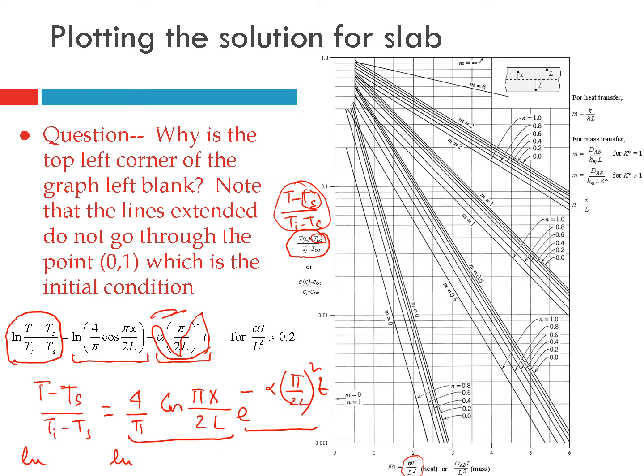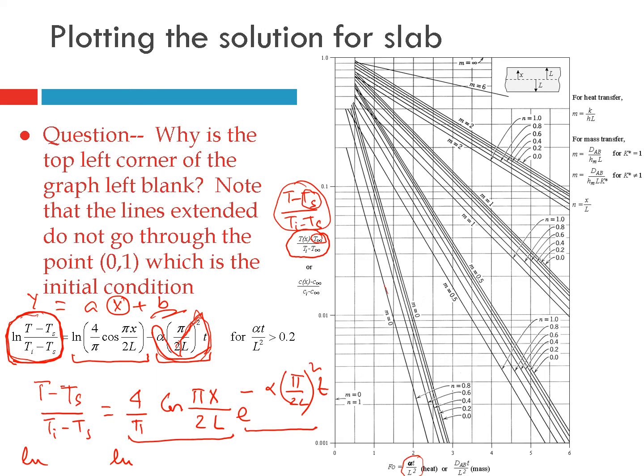And so then if you plot this quantity, the log of the temperature versus alpha t over L squared, this has the form y equals ax plus b, where x is the time variable, alpha t over L squared. So temperature versus time in this semi-log plot, where the y-axis is log of temperature and the x-axis is linear in time, alpha t over L squared, you get straight lines.